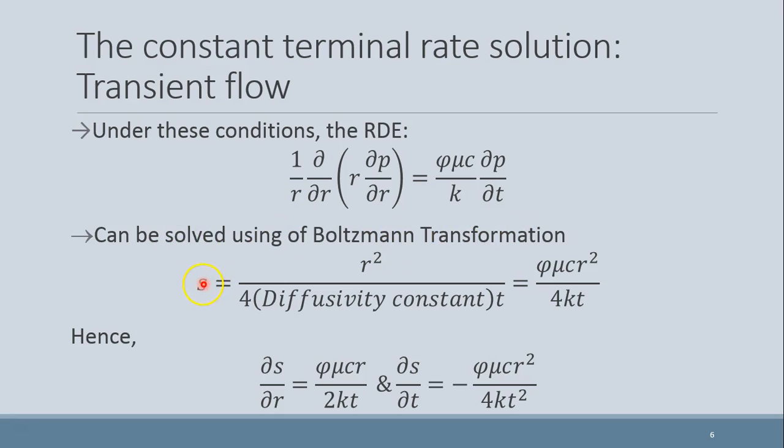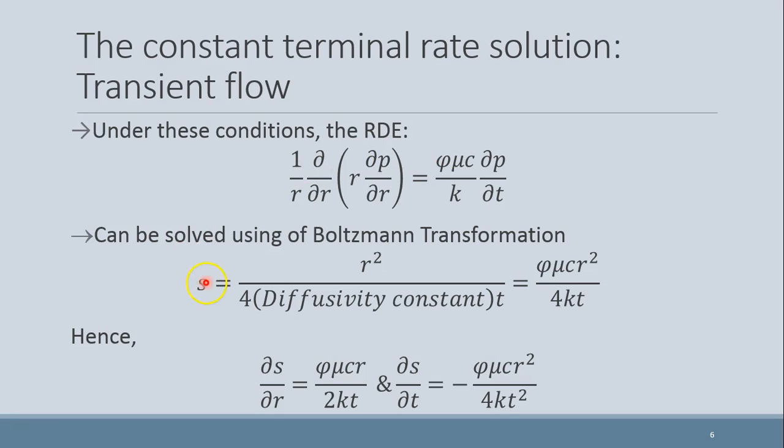We introduce a new variable named s. s will be equal to r square by 4 times the diffusivity constant, which is phi mu c by 4 k t times r square. This k by phi mu c is called the diffusivity constant. We have seen it in the previous session while we were discussing dimensional analysis.